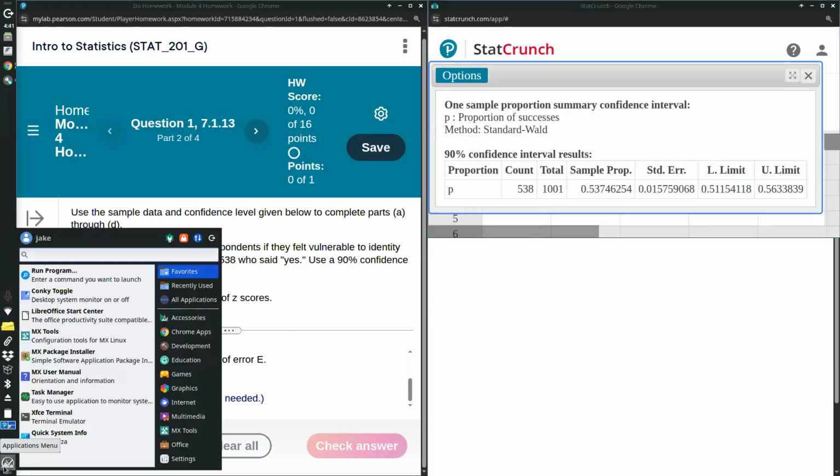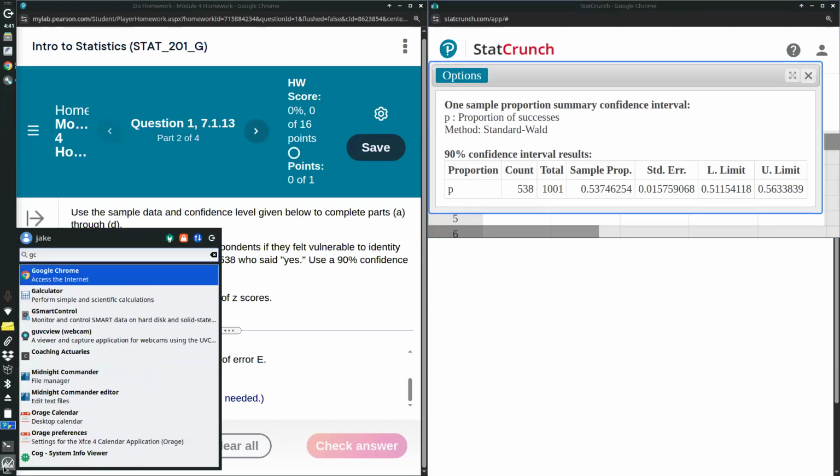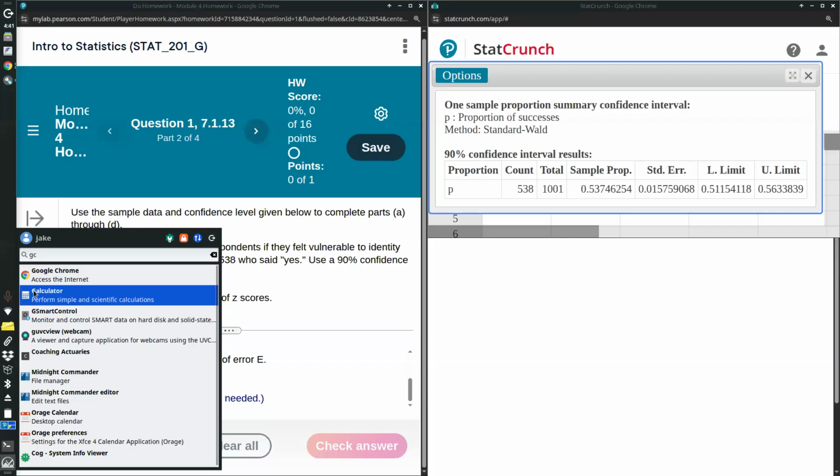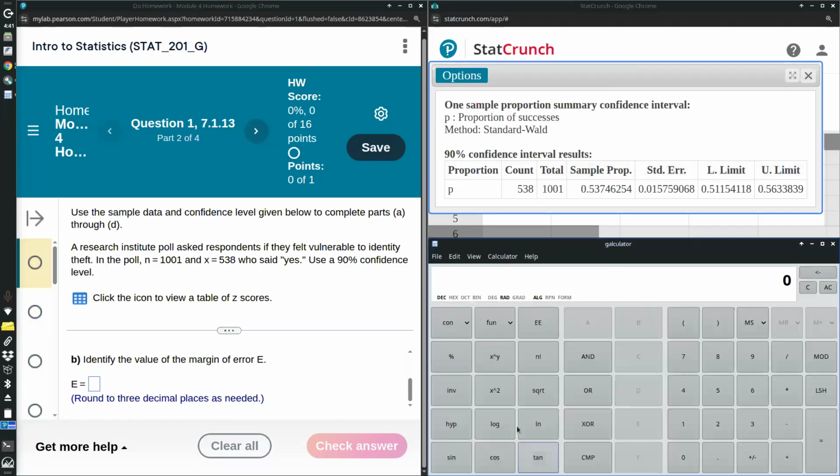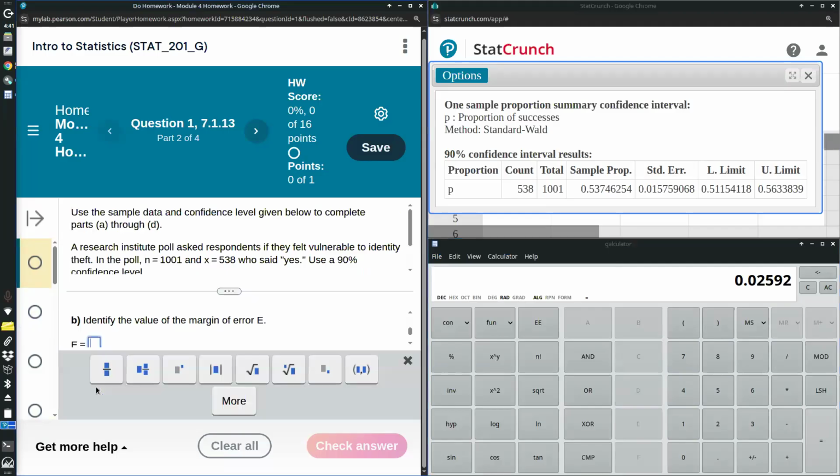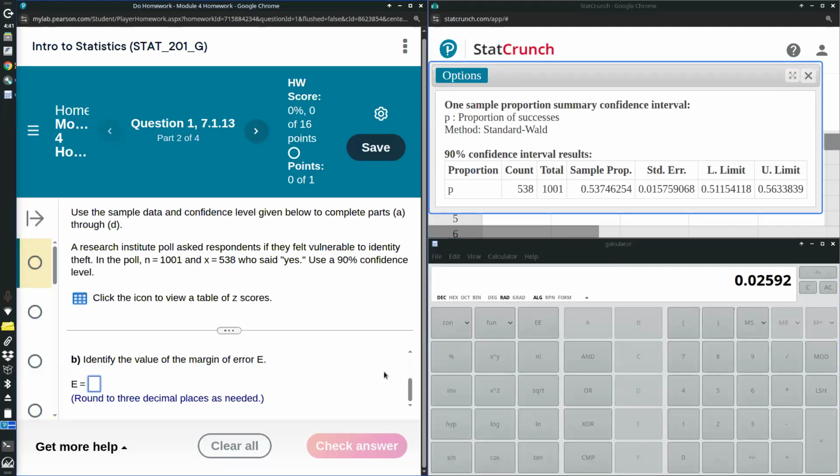So if I just do my calculator, that's just my little silly computer calculator here. I can just do, for this one, 0.56338 minus 0.53746, and I get my error of 0.0259. That's what I'm putting in here. 0.026 actually, because it only asks for 3 decimal places.